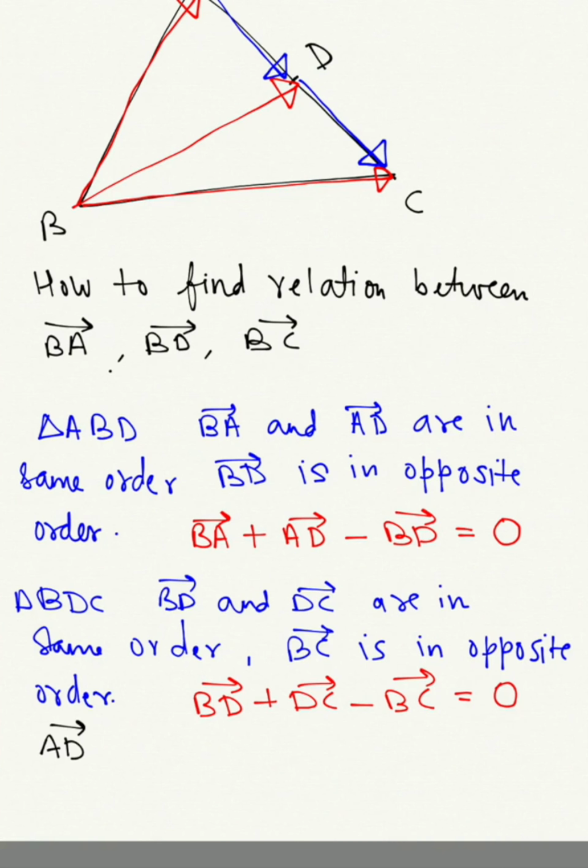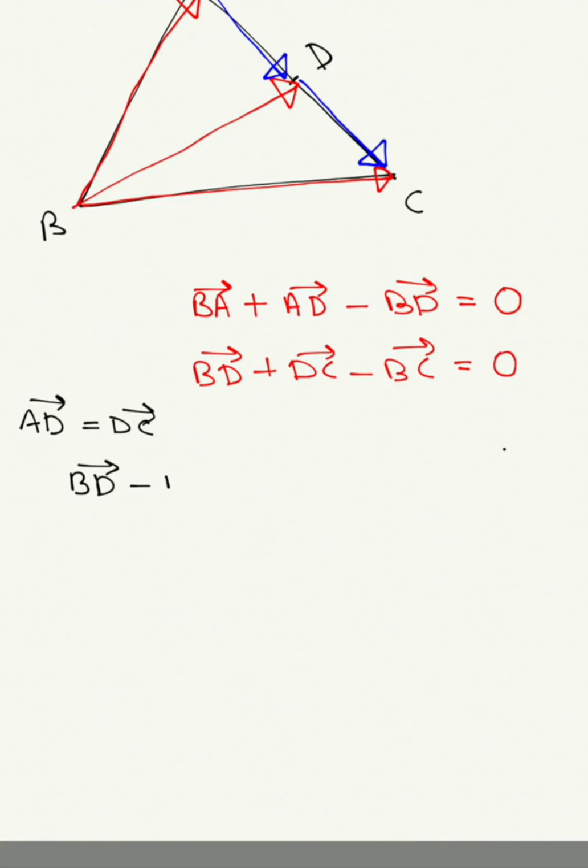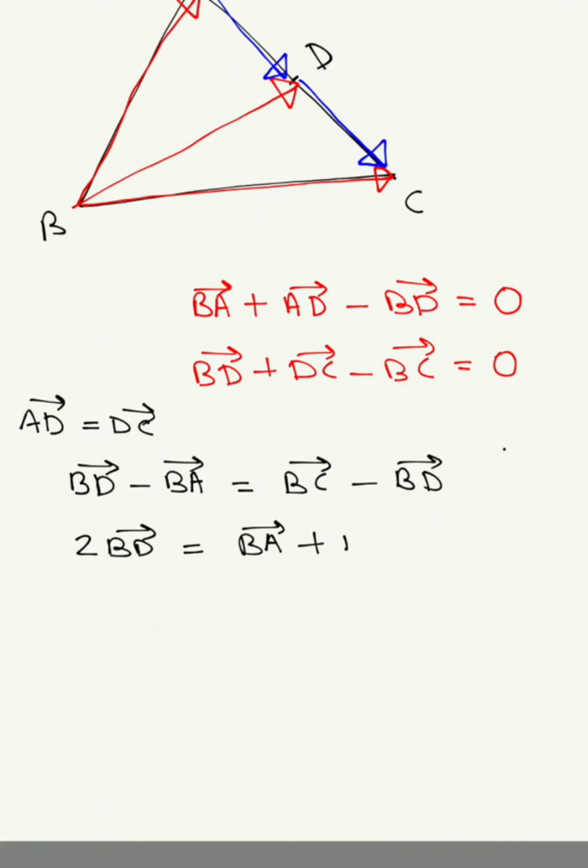Finally, since AD vector is equal to DC vector, we can write BD vector minus BA vector is equal to BC vector minus BD vector, or 2 times BD vector is equal to BA vector plus BC vector. That's our answer.